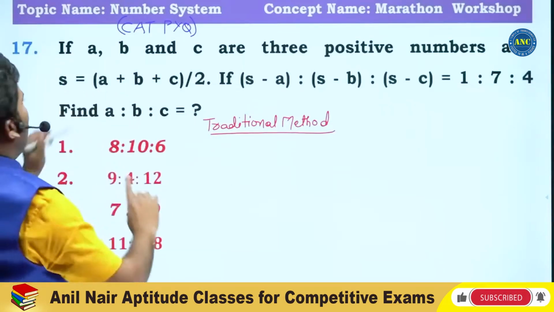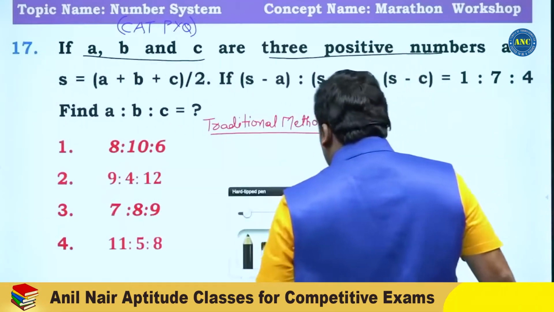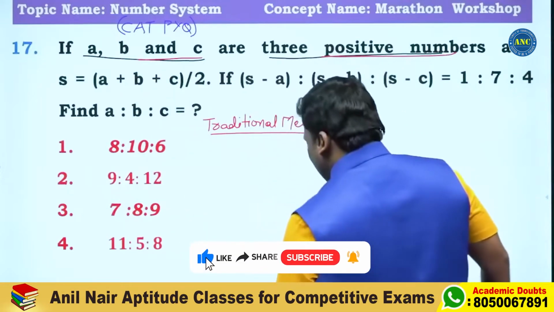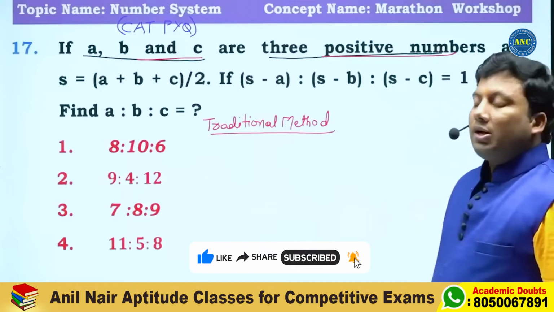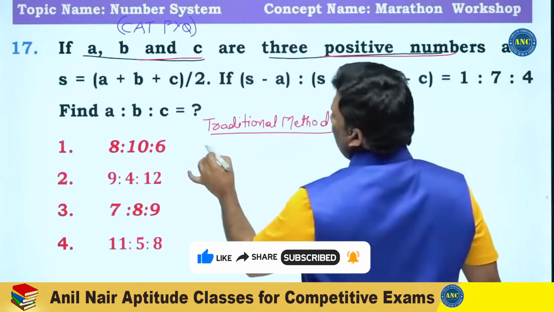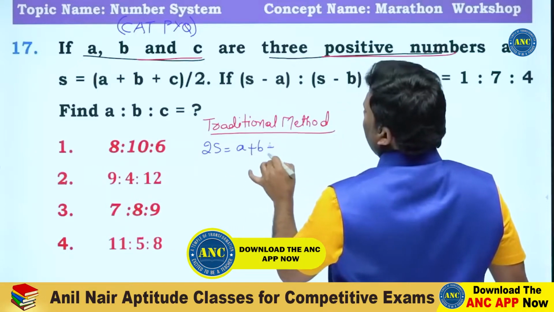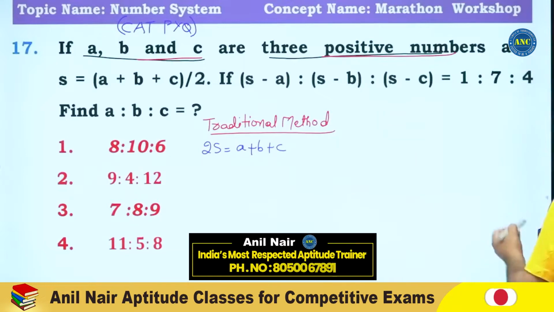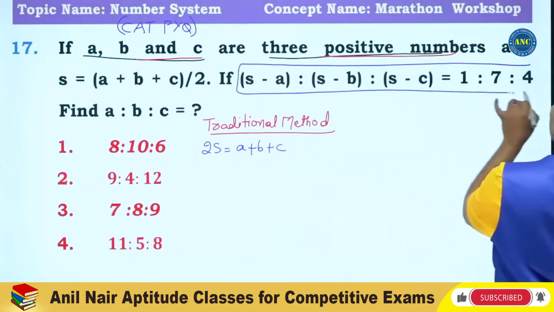A, B, and C are three natural numbers. First key point is clear to me. What is the next statement given? S is equal to (A plus B plus C) by 2. That means 2S is equal to A plus B plus C. S minus A, S minus B, S minus C, the ratio is given as 1:7:4.